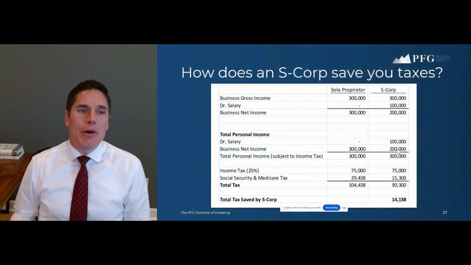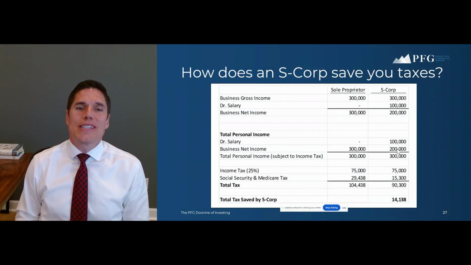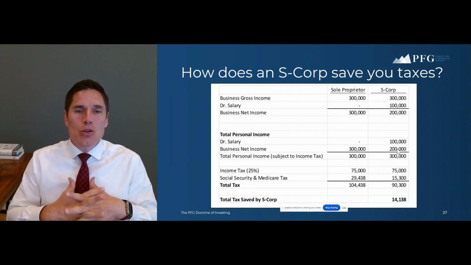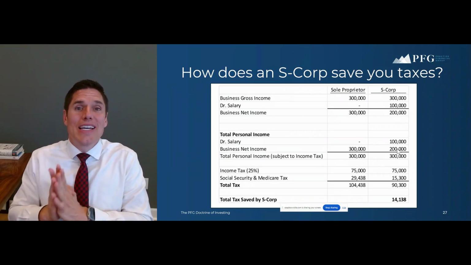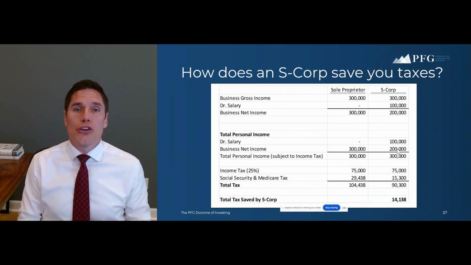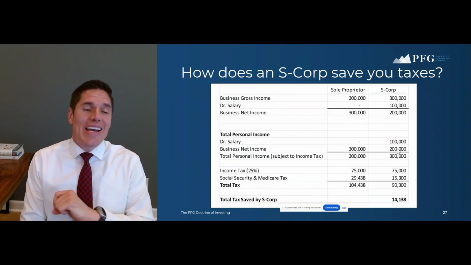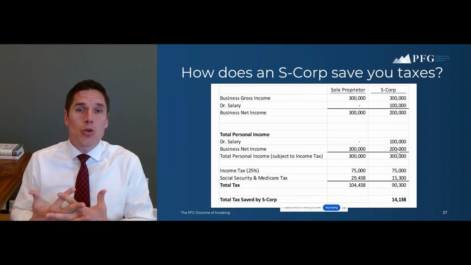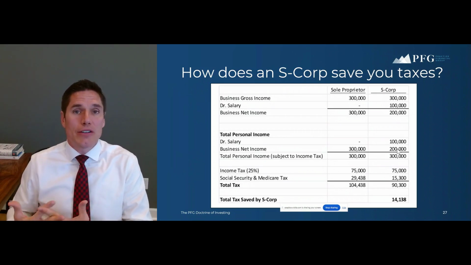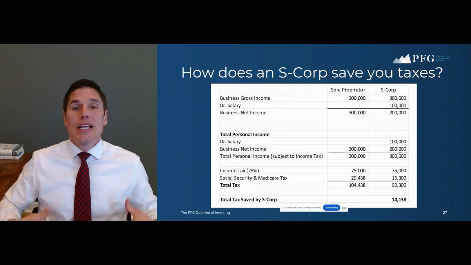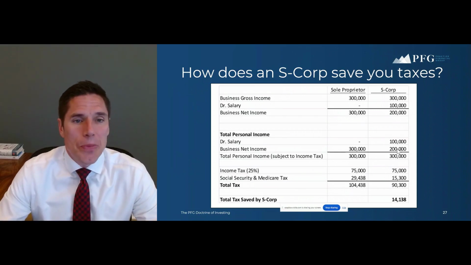Now, I would like to talk about how an S corporation saves you money in taxes. Here's the catch: an S corp potentially can save you in payroll taxes, aka Social Security and Medicare tax. An S corp does not save income taxes. Let me restate that. An S corp saves Social Security and Medicare tax, aka payroll taxes. It does not save income taxes. Let me explain and show you how this works.